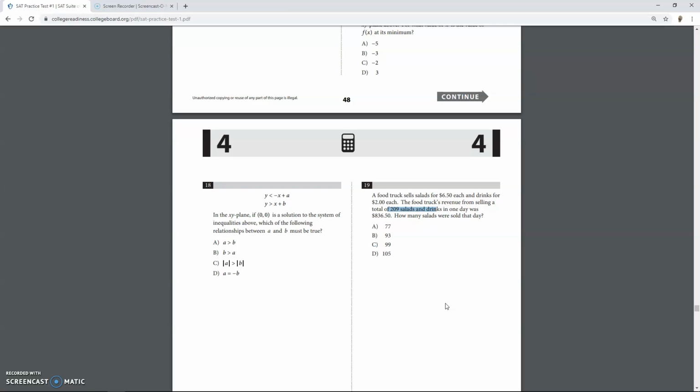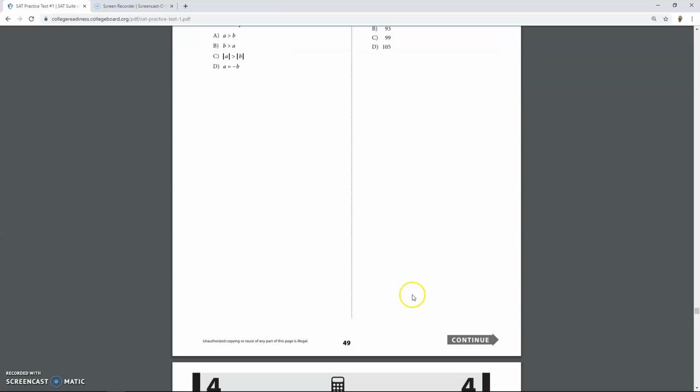This gives us the answer of 93. So the number of salads sold will be 93, giving us the answer.